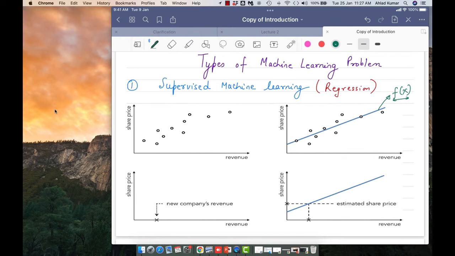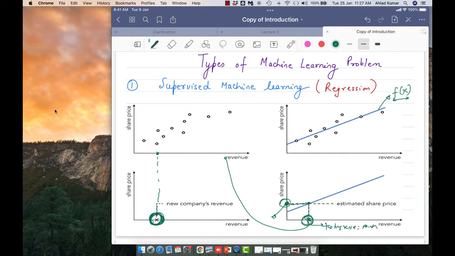Now comes the validation part, that is the testing part. This is the new company revenue which we want to predict, and please note that this revenue is not there in the training set. So based on this, you can use this particular line, and you can estimate the corresponding share price by projecting it onto the Y line. So this will be the share price for this new revenue, which is not there in the training set. So this is the testing revenue point.